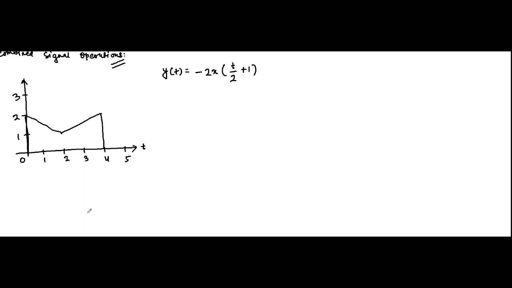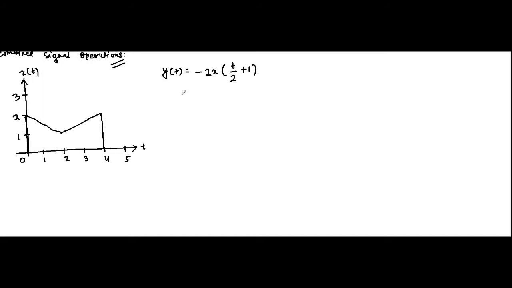So this is another question on combined signal operations. This is the expression y(t) is equal to minus 2x(t/2 + 1). This is the signal waveform, x(t) with respect to t.